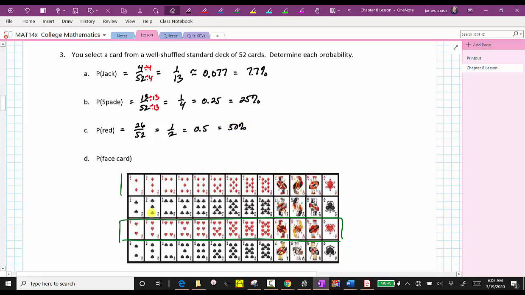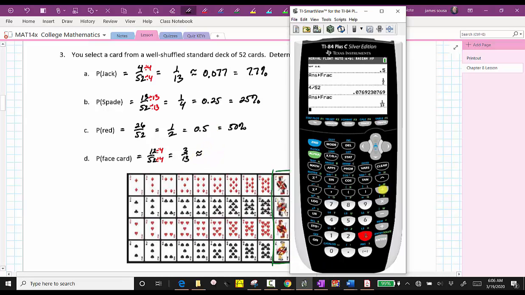Next, we want the probability of a face card. The face cards are the jacks, queens, and kings. There are 4 jacks, 4 queens, and 4 kings. There are a total of 12 face cards. Out of 52 cards, the probability is 12 divided by 52, which simplifies to 3/13. By hand, we would divide the numerator and denominator by 4, which again you can also do on the calculator. And let's also get the decimal approximation. 3 divided by 13, enter. 3 decimal places is 0.231.